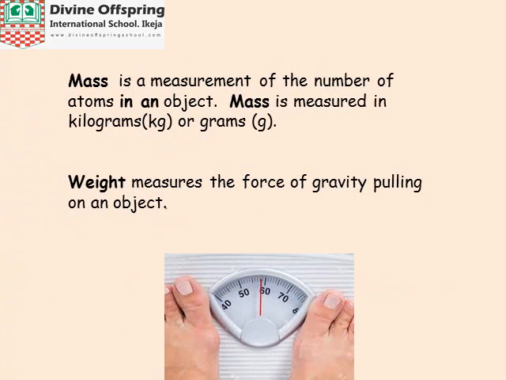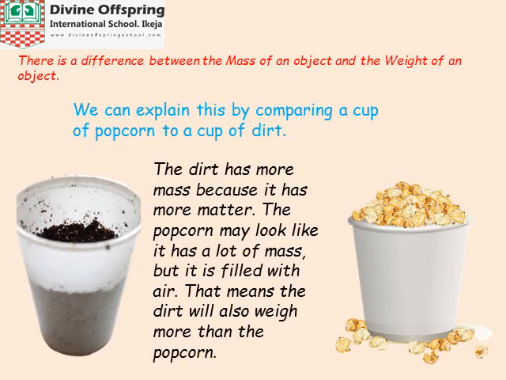Now, what is mass? Mass is a measurement of the number of atoms in an object. Mass is measured in kilograms or grams. Weight measures the force of gravity pulling on an object. There is a difference between the mass of an object and the weight of an object.